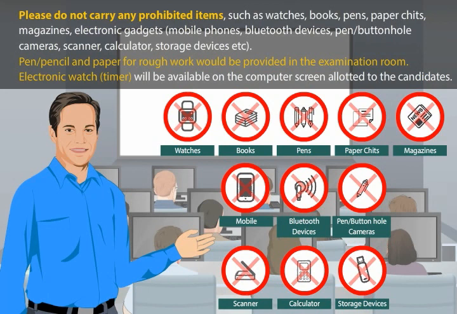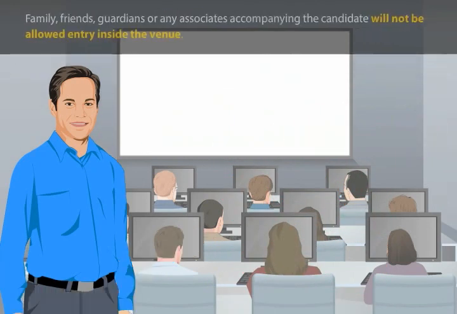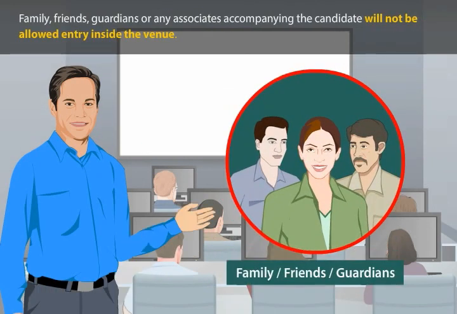If any such item is found in your possession in the examination lab, your candidature is liable to be cancelled and legal or criminal proceedings could be initiated against you. You would also be liable to be debarred from appearing in future examinations of the Commission for a period of 3 years. Family, friends, guardians, or any associates accompanying the candidate will not be allowed entry inside the venue.